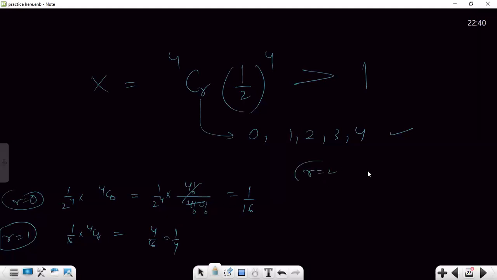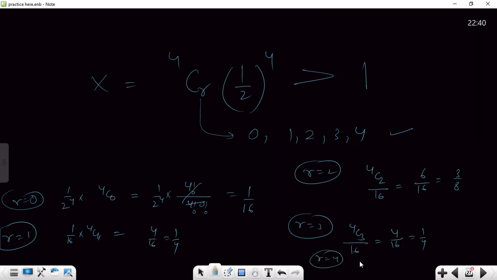Let's take R value as 2. 4C2 divided by 16. 4C2 is 6, and 6 by 16 is 3 by 8. R is equal to 3: 4C3 divided by 16. 4C3 is 4 only, so that is also 1 by 4. So R is equal to 4, 4C4.